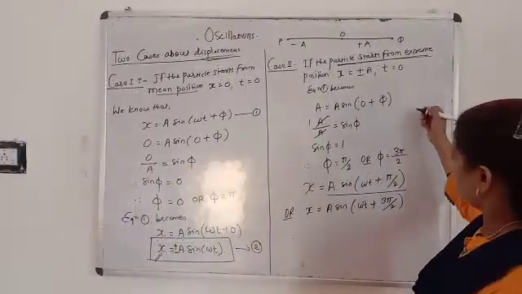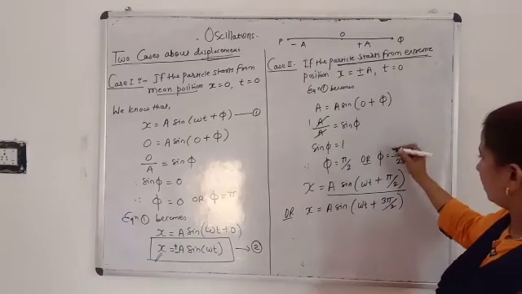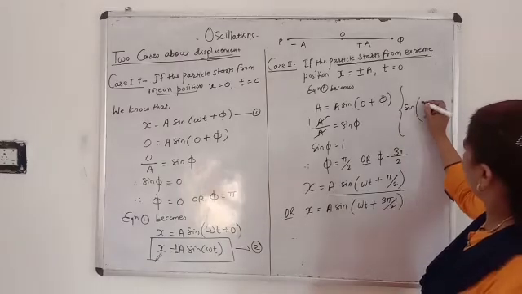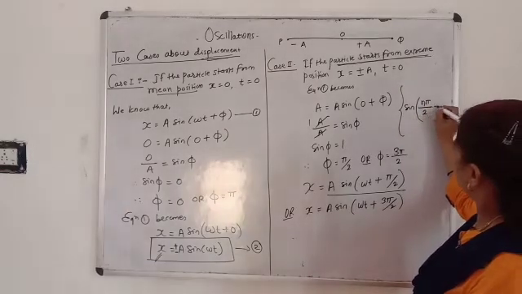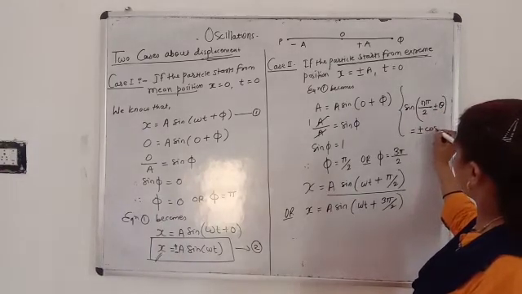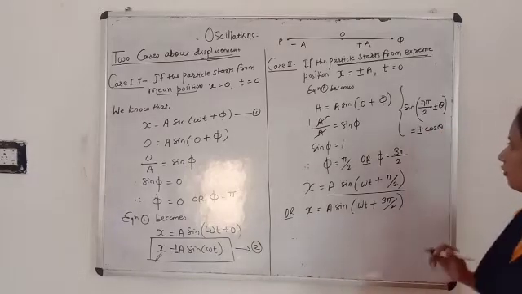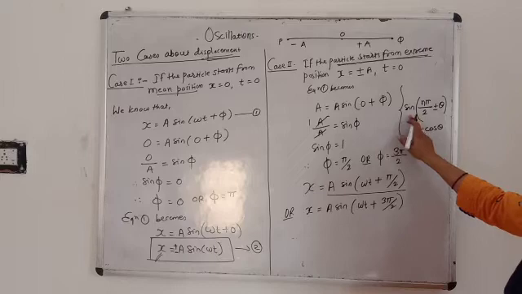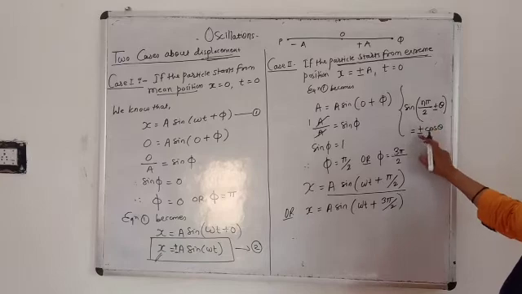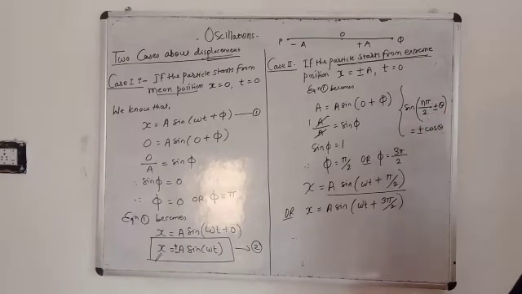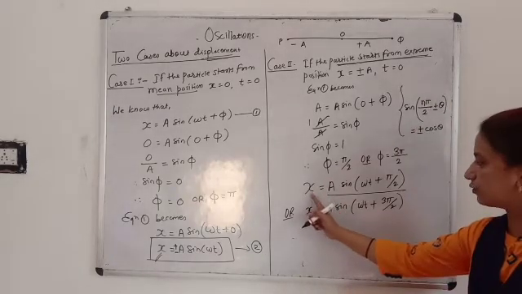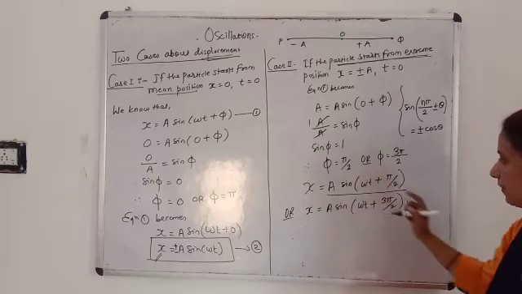So here in mathematics you know this formula, sine of n pi by 2 plus minus theta equals to plus minus cos theta. This is the formula in trigonometry. You know very well, sine of n pi upon 2 plus minus theta equals to plus minus cos theta. N is the integer here. So we put this formula here. x equals to a sine of omega t plus pi by 2.